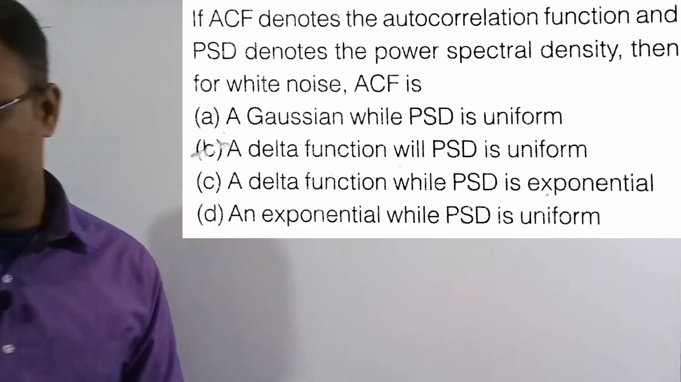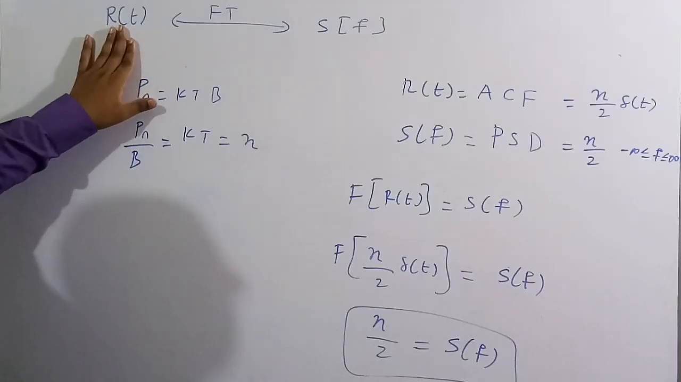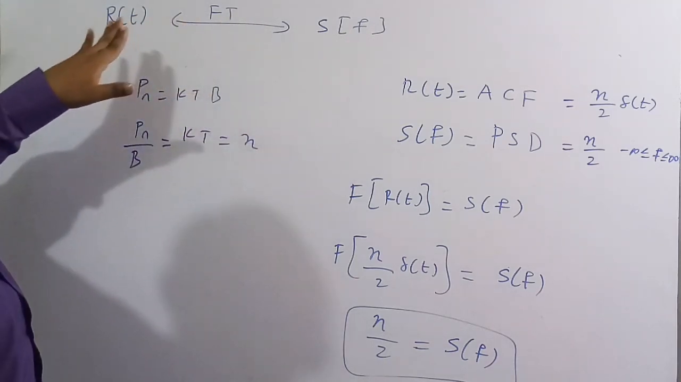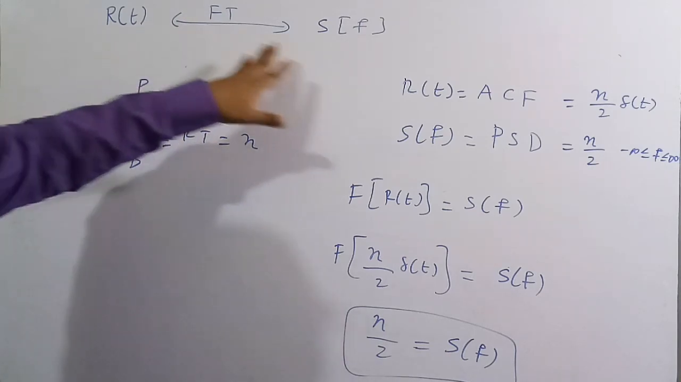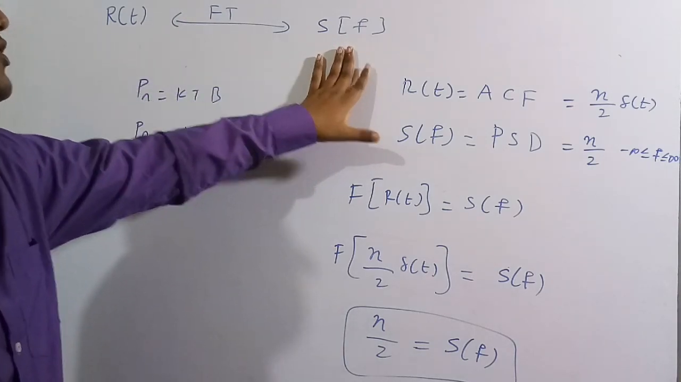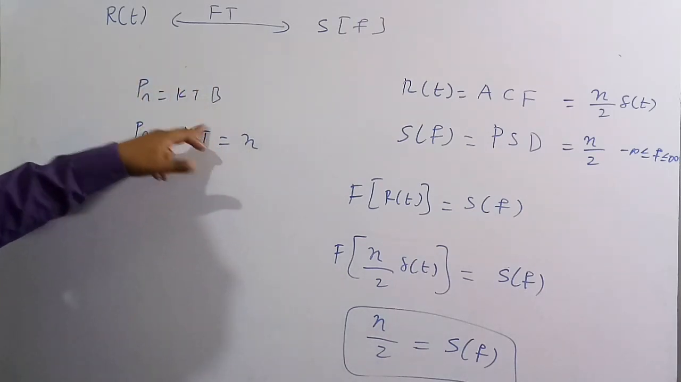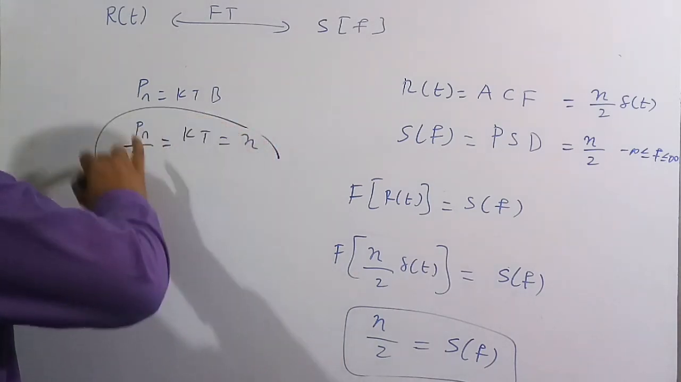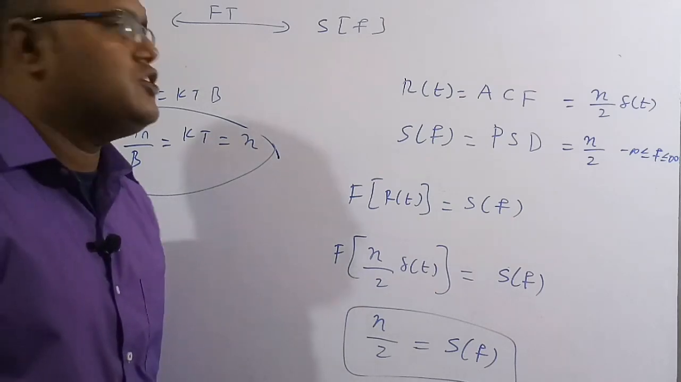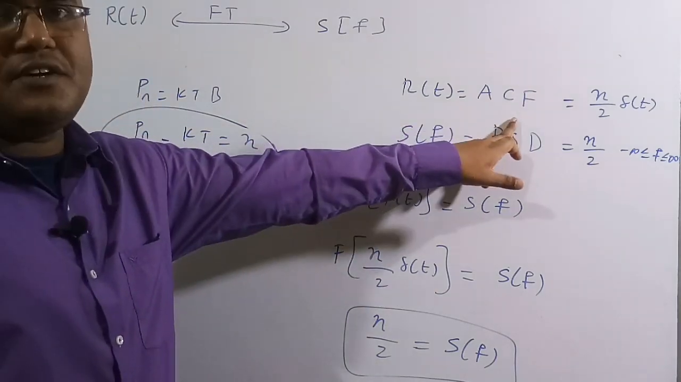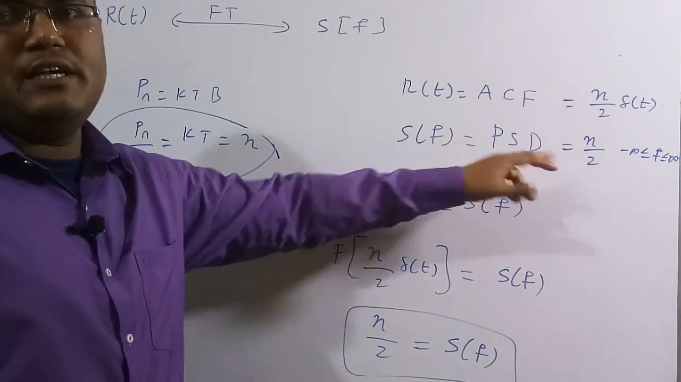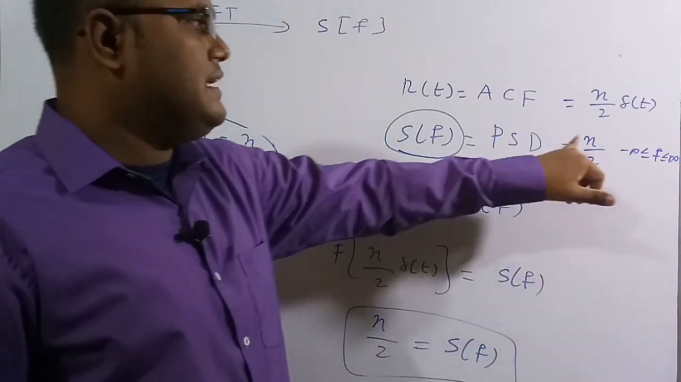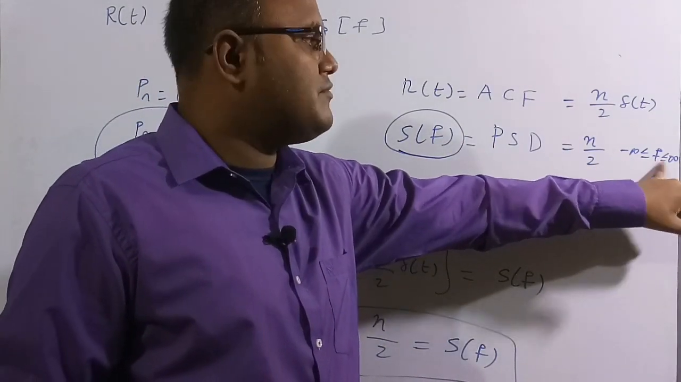So let's solve this numerical. Here R of t is called the autocorrelation function and S of f is called the power spectral density. If you take the Fourier transform of the autocorrelation function, it is called the power spectral density. Here Pn is equal to KTB, as I have already told you. If I divide this Pn by B, it is nothing but KT, which I am going to assume as eta. So eta is the power spectral density of thermal noise. In the previous example I have already told you that S of f is always eta by 2 for minus infinity less than or equal to f less than or equal to infinity.